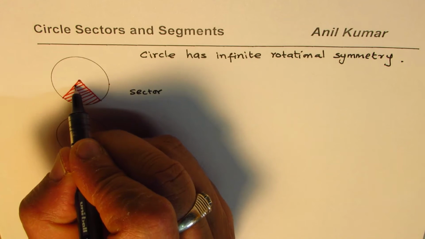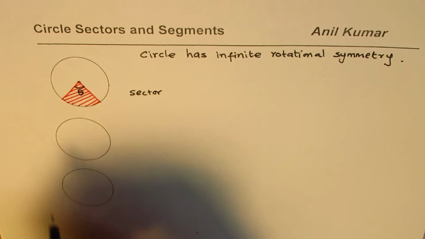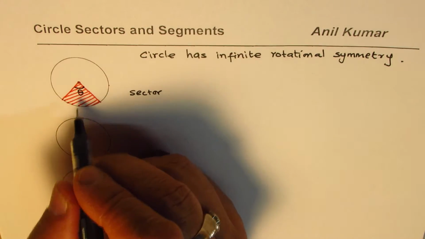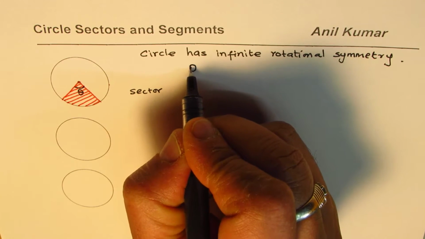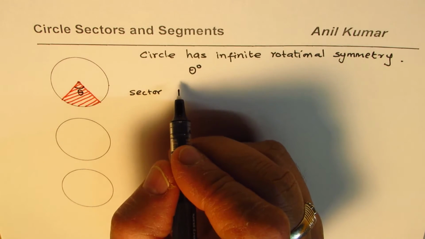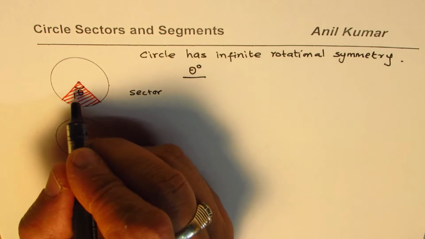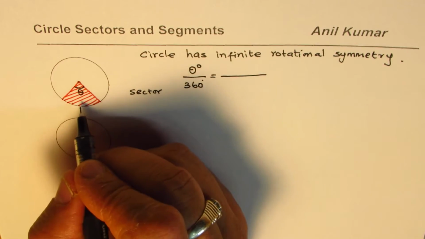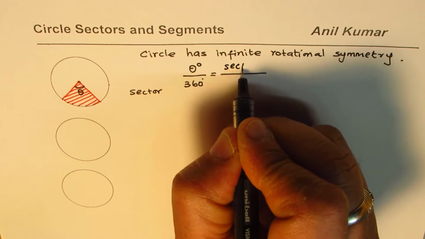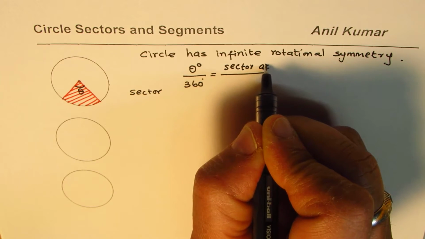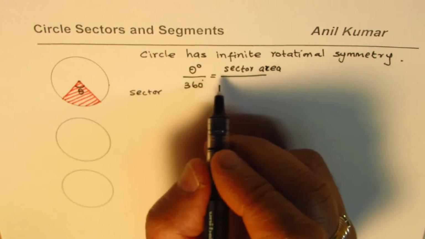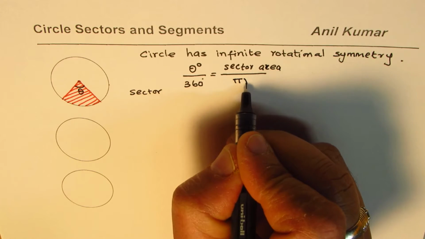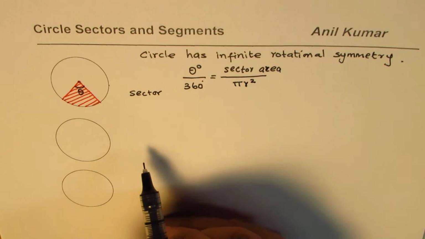Now, if we have the angle of the sector as theta, let us say theta is measured in degrees, let me write down here theta measured in degrees, then the area of the sector will be theta in degrees, and a full circle will be 360 degrees, correct? Then the sector area and the area of the circle will be in the same proportion. You know, the area of the circle is pi r square. So let me write down pi r square. That is the area of the circle.